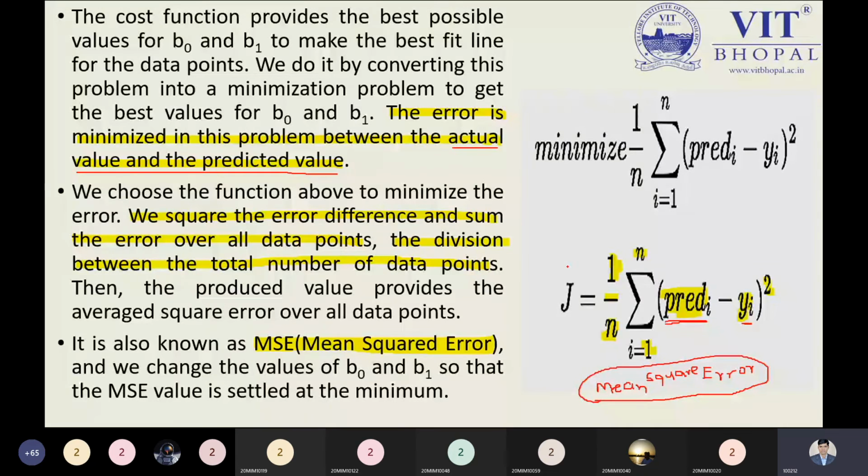Okay. Now, is it clear to all right now? The fundamental concept is clear to all right now? Yes, sir.